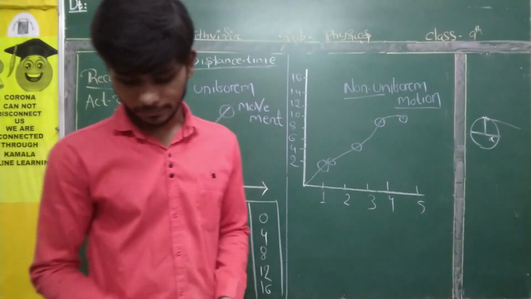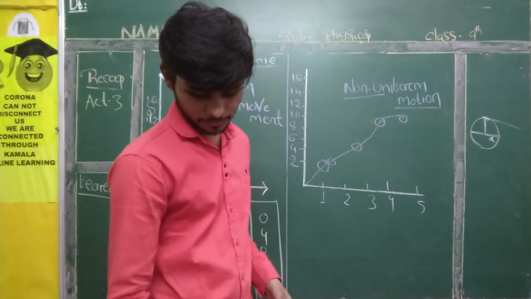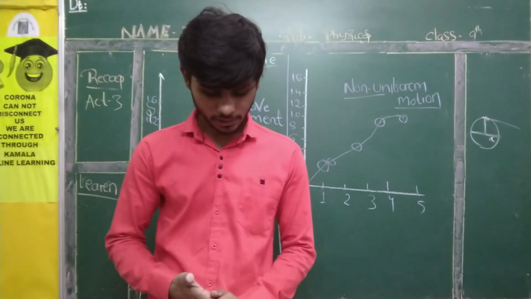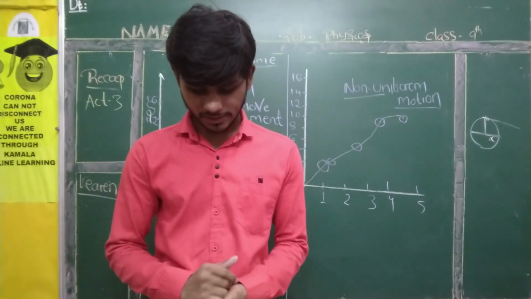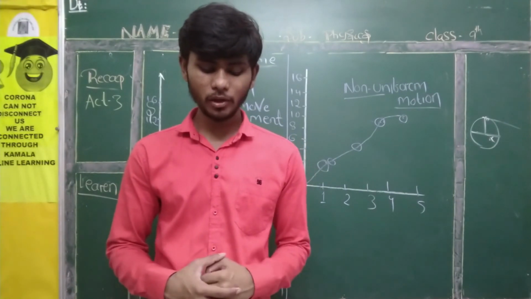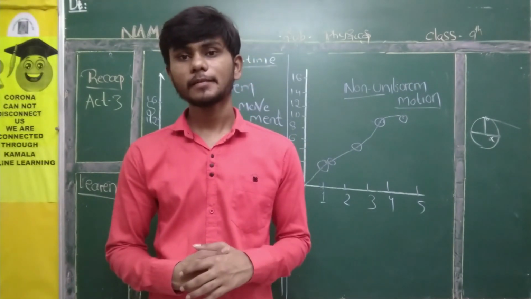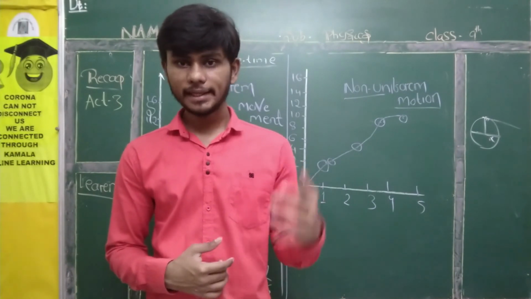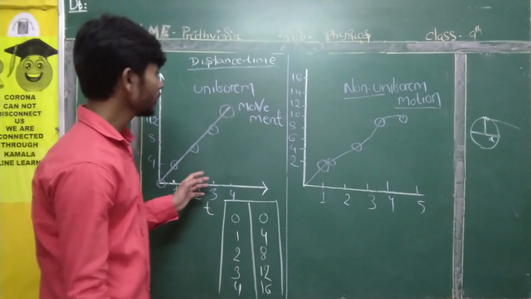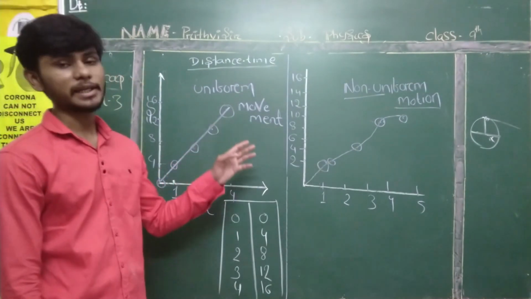Did you get it? Okay. So next part, we will observe activity number 6. What exactly does the activity state? Activity number 6 is all about observing the motion of a ball on an inclined plane. We will discuss it in the next class. But in this class, what have we read? We have read about the distance time graph.